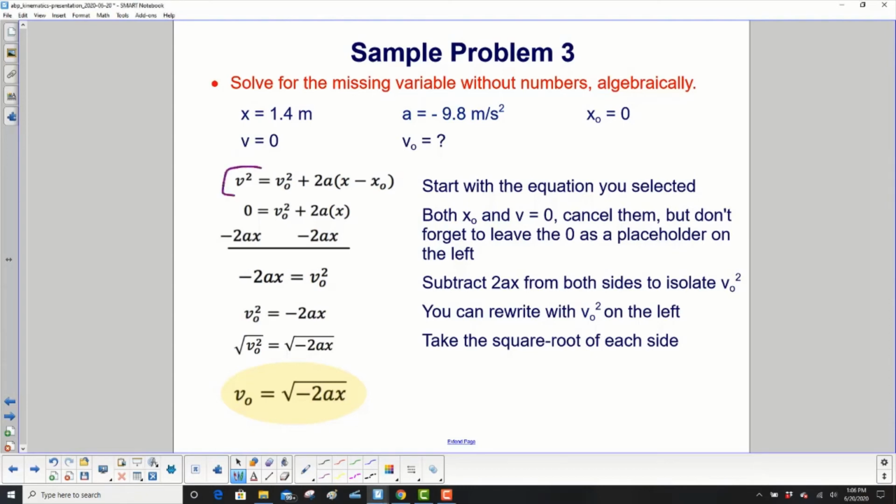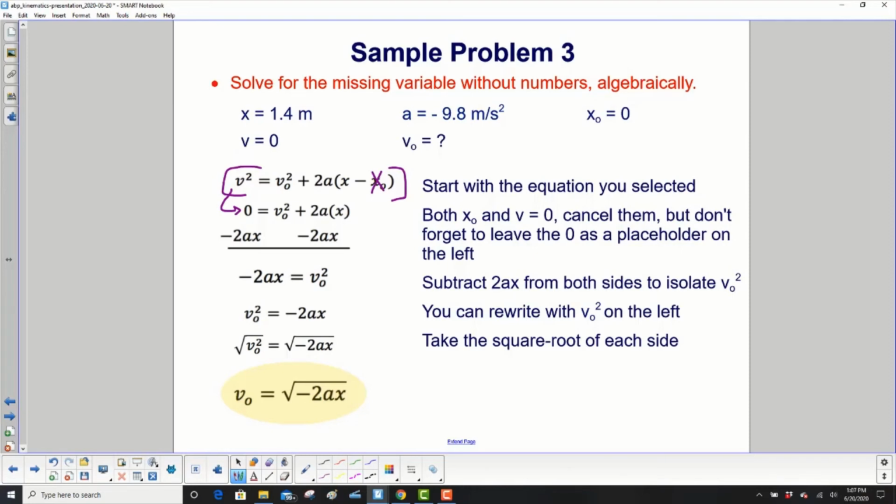Start with the equation that we've selected. That would be this, third kinematics. Both x0 and v equal 0, so cancel them out. Okay, so v is going to be 0. Make sure you leave the 0 on the left side of the equation. And what are we canceling? We're canceling out x0. So we have 0 is v0 squared plus 2ax.